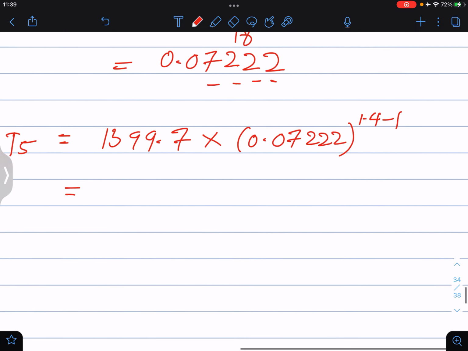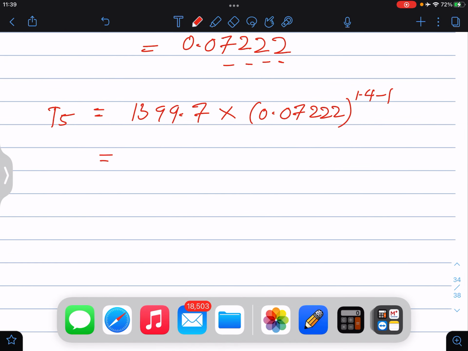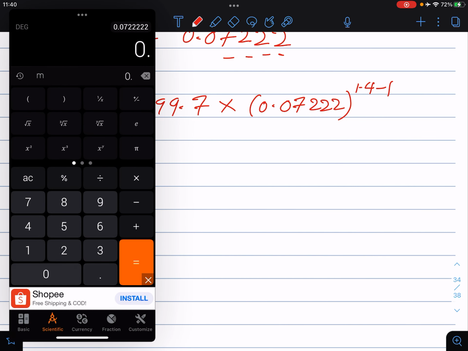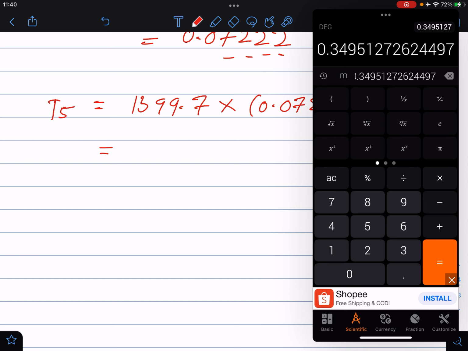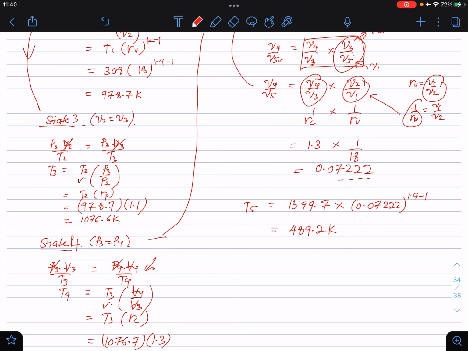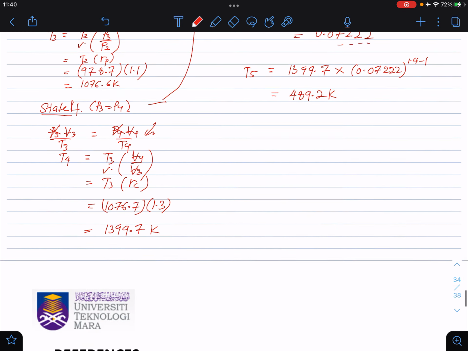So we get here power of 0.4. Okay, and then you multiply with 1399.7. So you get here 489.2 Kelvin. Alright, so that's all the temperature that we have calculated. So this is part of your answer.